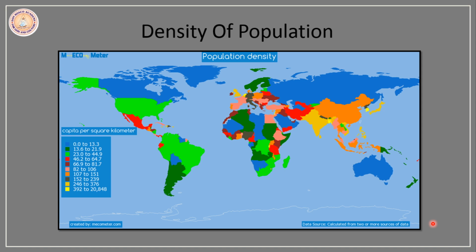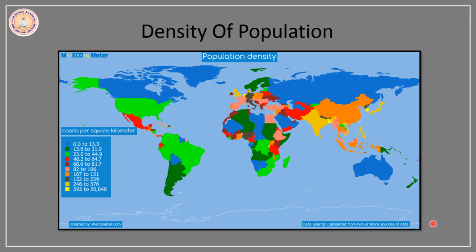Now, what do you mean by the term density of population? It means the number of people per unit area of land. It is usually expressed as the number of persons in every square kilometer of land.